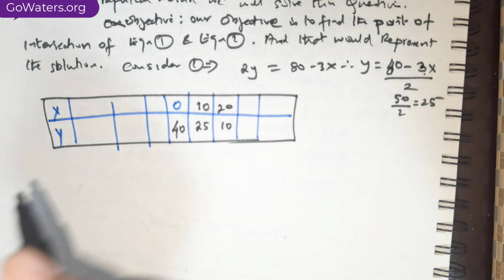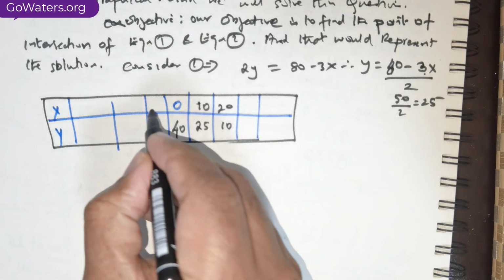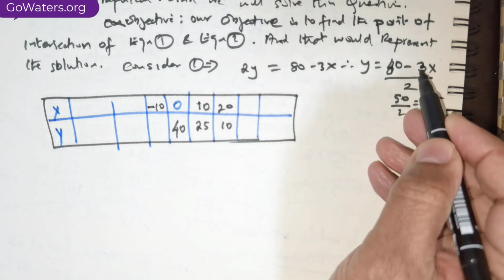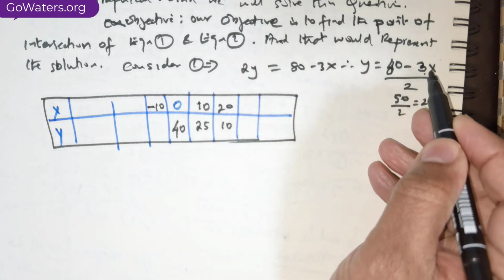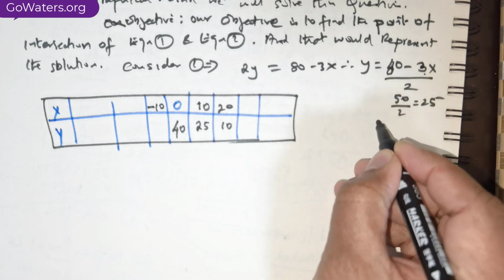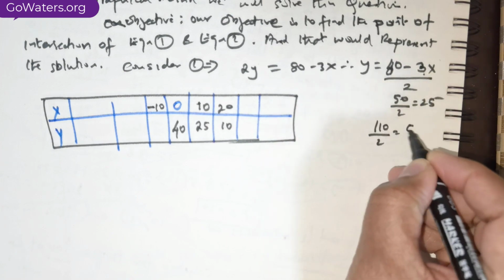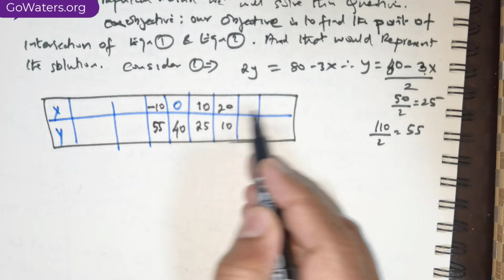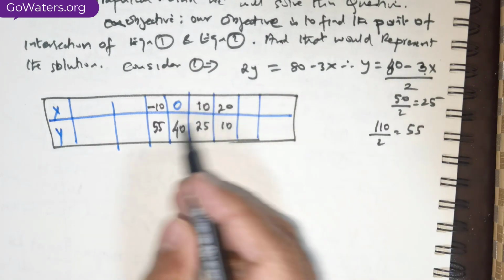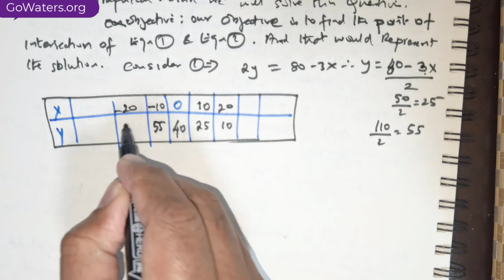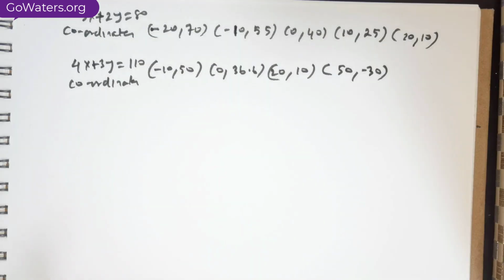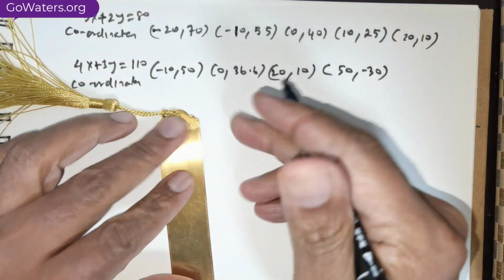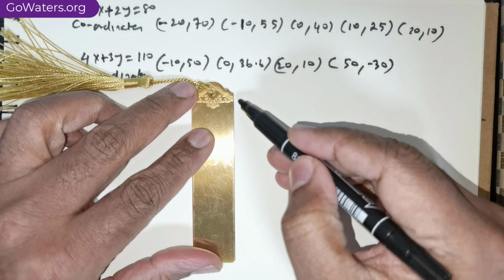Now if you wish, you can get values for minus 10. If you were to take minus 10, this would become positive, so 3 times 10, 30. 30 and 80 is 110. 110 divided by 2 is 55. And if you were to take minus 20, 60 plus 80 is 140, that's going to be 70. That's enough. So students, I have written these coordinates exclusively. Now I will draw these two graphs and unify them.